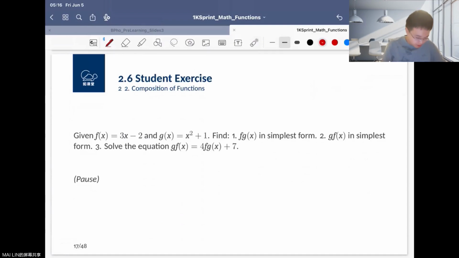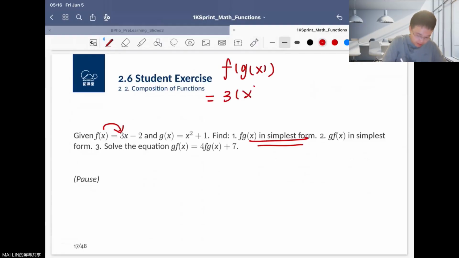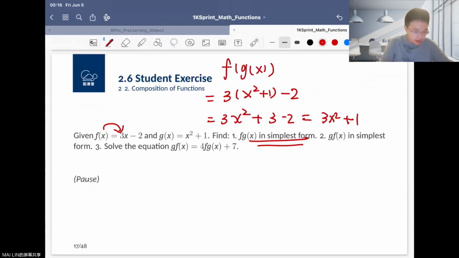So let's move to the first problem. Write down f(g(x)) in the simplest form. f(x) means 3 times the value minus 2, and g(x) means x² + 1. So here it's 3 times the g(x) value, x² + 1, then minus 2, okay? That equals 3x² + 3 − 2. That is 3x² + 1. Okay, that is it.